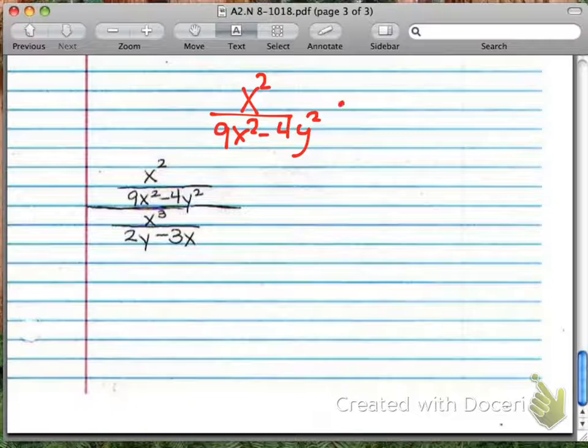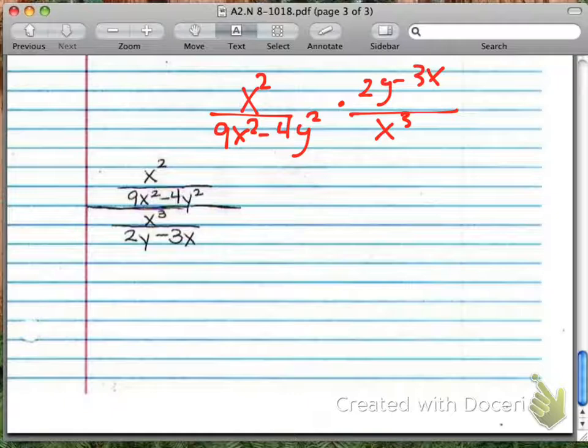Okay, so I heard people wanting to go ahead and multiply, switch it. So then you have, when you divide, you do the reciprocal. 2y minus 3x over x cubed. Okay, so now we're ready to go, right? Okay. Let's go ahead and factor what we can factor.